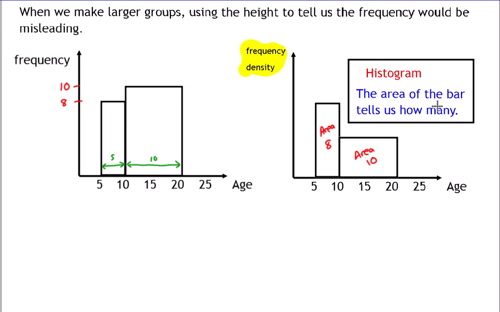But the main thing that you need to learn from this slide is that on a histogram, if you want to know how many, you look at the area of the bar, not the height of the bar. And that way we can do things a bit more fairly when some bars are wider than others. Okay, so if you can make sure you've got all of that in your book before we go any further, especially this bit here about histograms being the area, not the height.